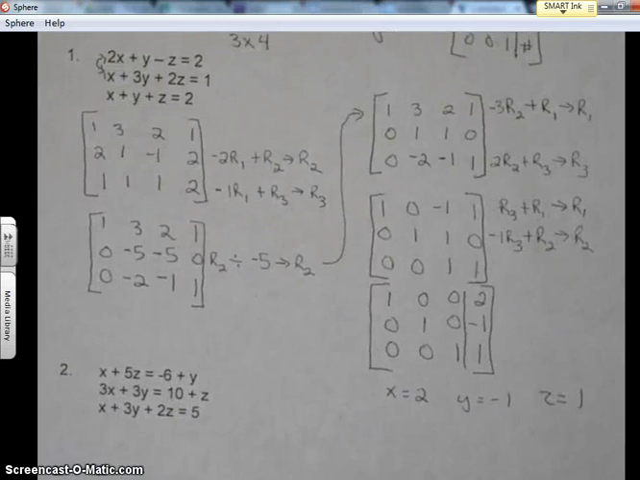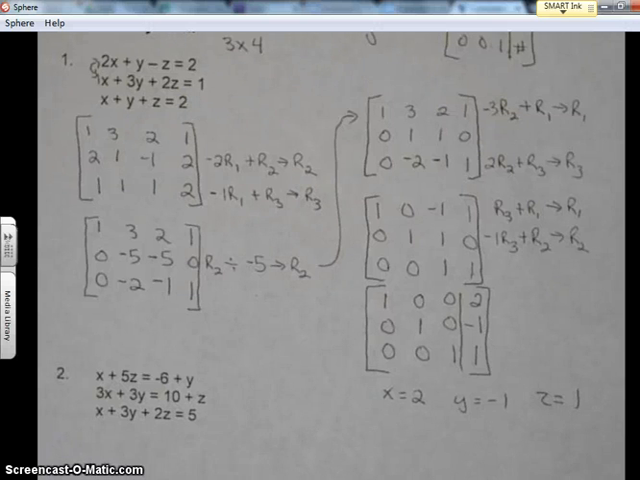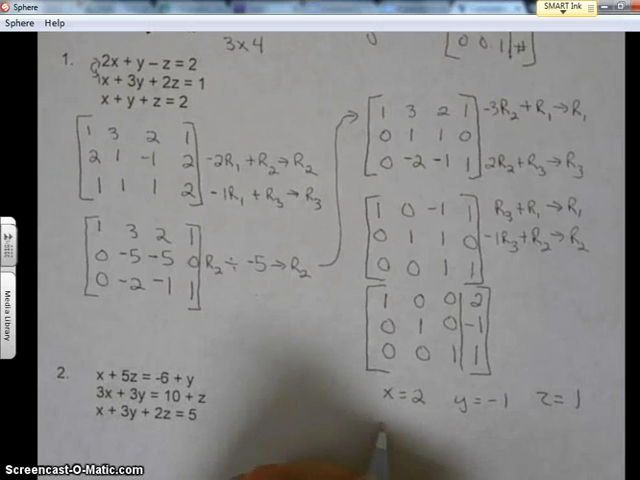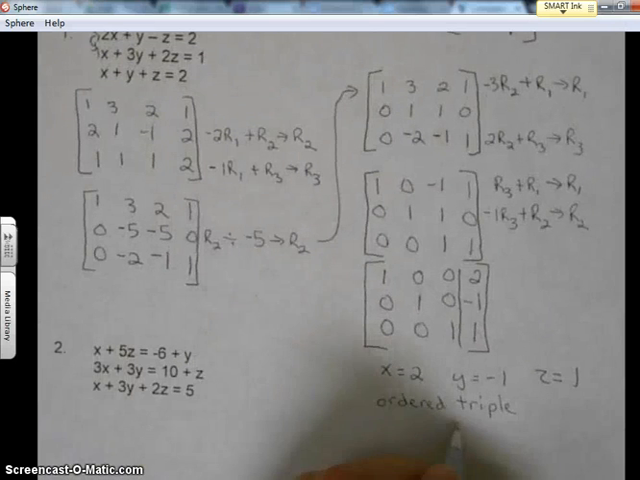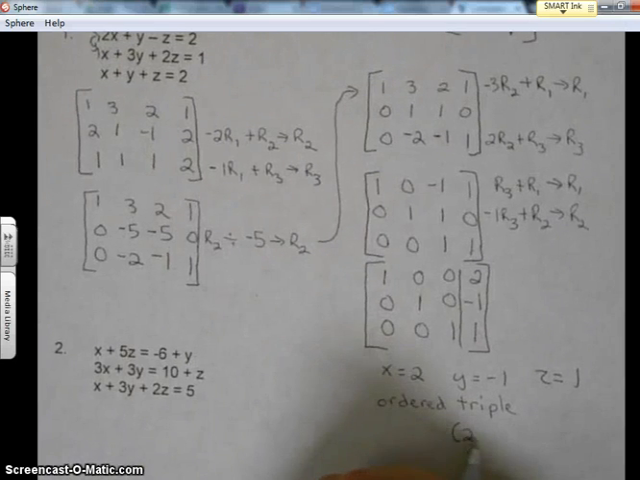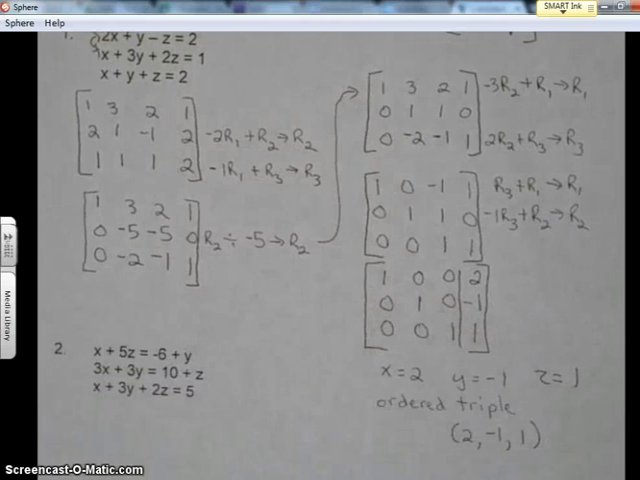Now, how do we write this answer? As an ordered triple. You've heard of an ordered pair. This is an ordered triple, and we write it like this. Your x value is first, then your y, and then your z. It's a three-dimensional solution.